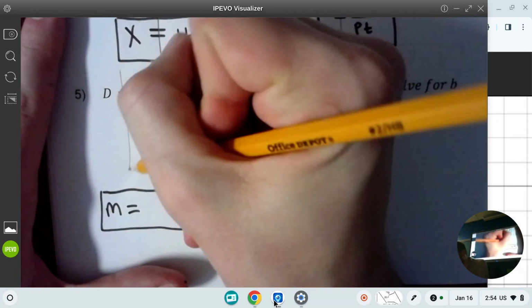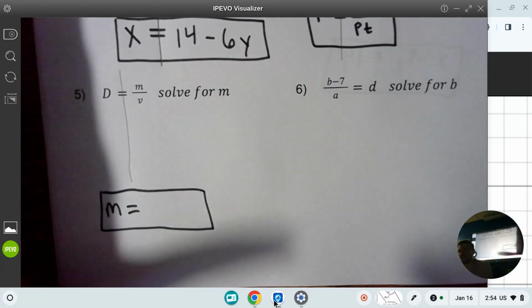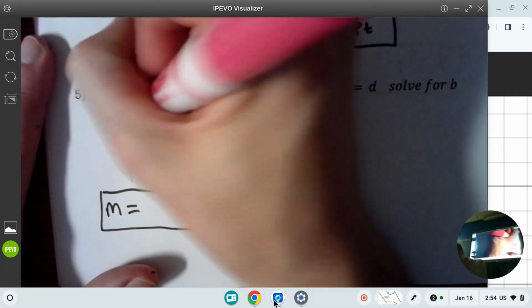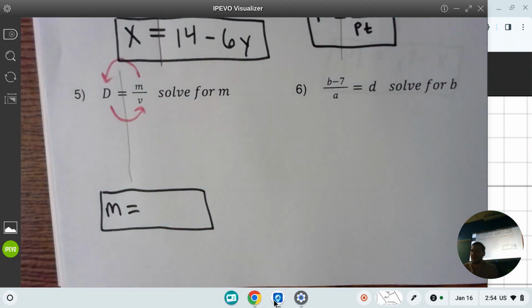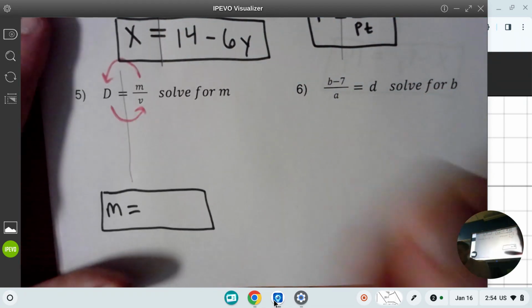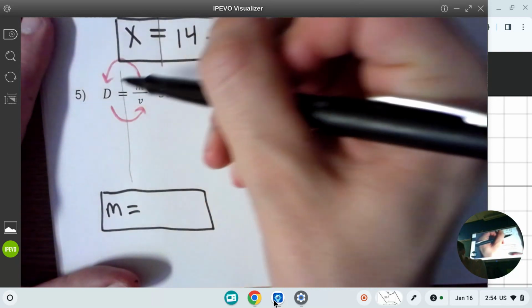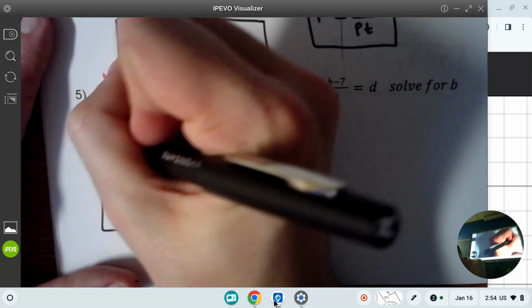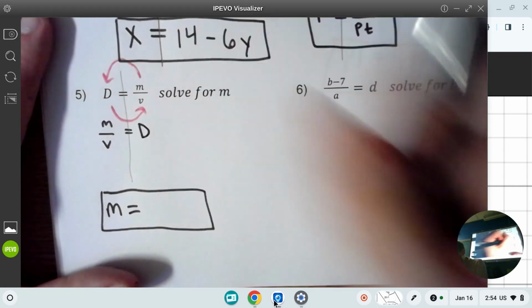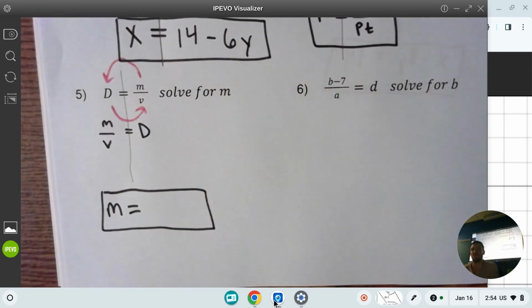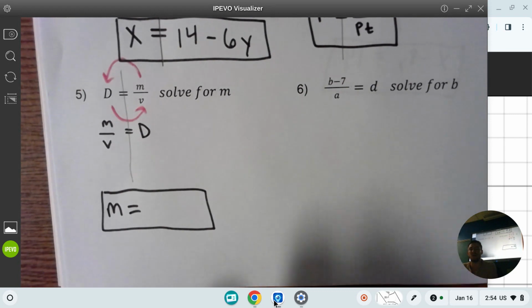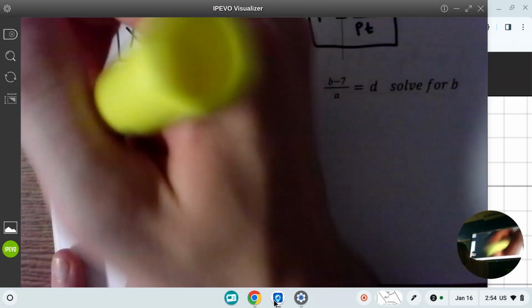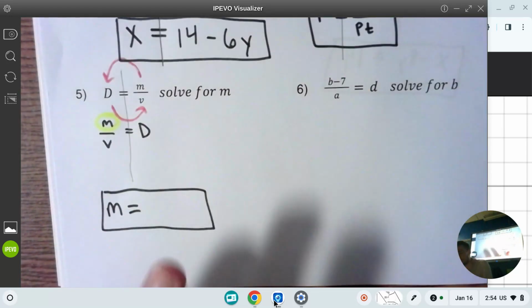And so you know what? Before we try to move the M, let's just rotate everything around. That way the M can stay where it is. So instead of putting D equals M over V, we're going to put M over V equals D. That was not a difficult step. We just rewrote it so that the M could be where it wants to be. Now, the M is on the correct side. It's on the left side, actually.